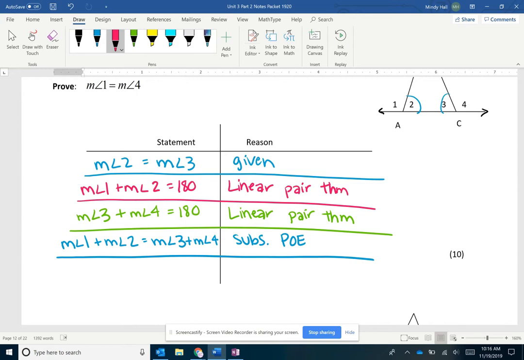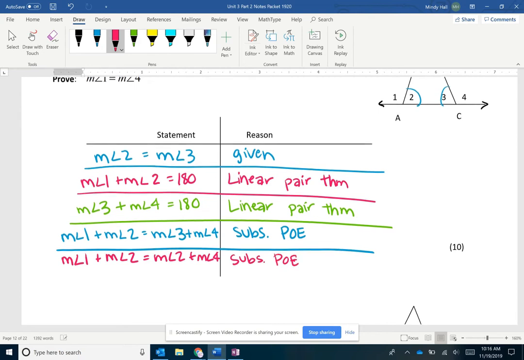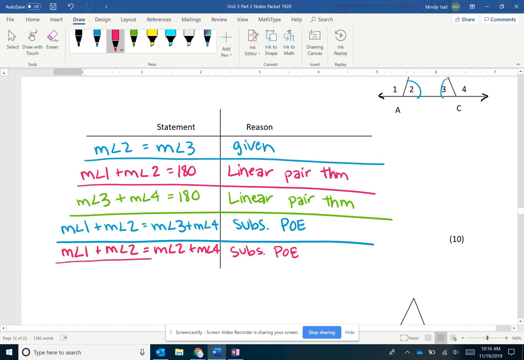But mathematically, technically speaking, we should say measure of angle 1 plus measure of angle 2 equals measure of angle 2 plus measure of angle 4. Technically, you're supposed to always show that substitution. I am okay if you don't show it on the test. I still will be fine. But that's why this one is technically worth 5, even though technically it should be worth 6 in each.